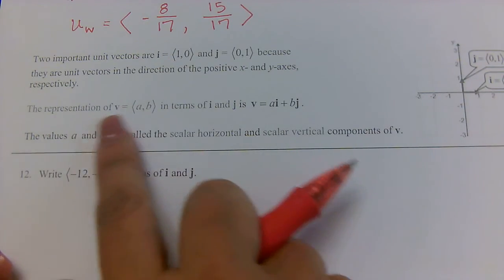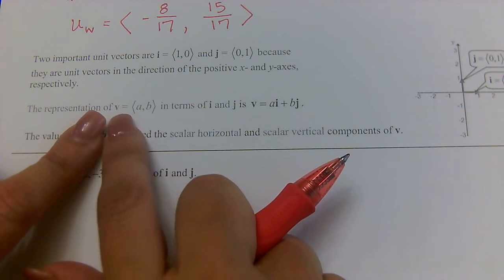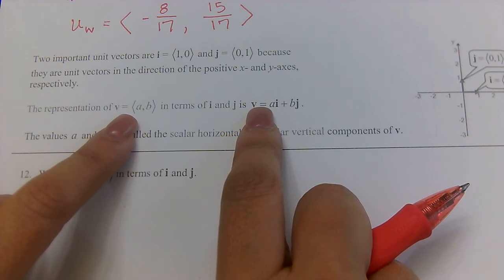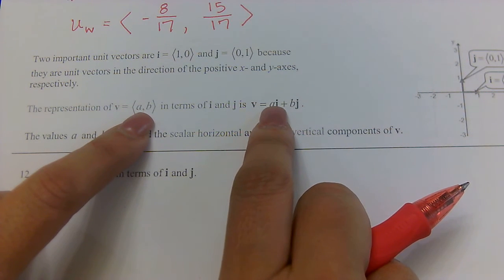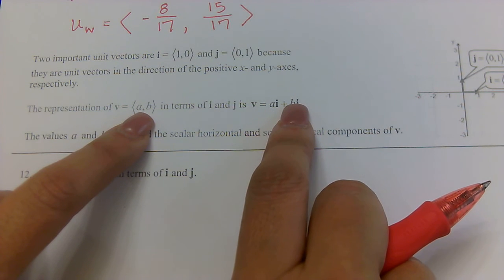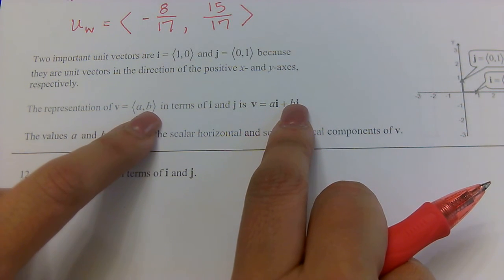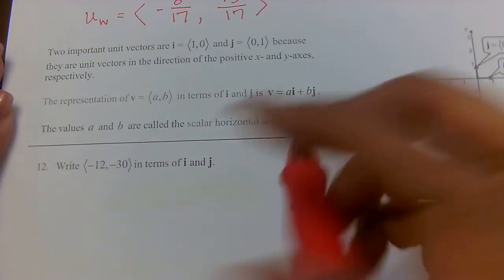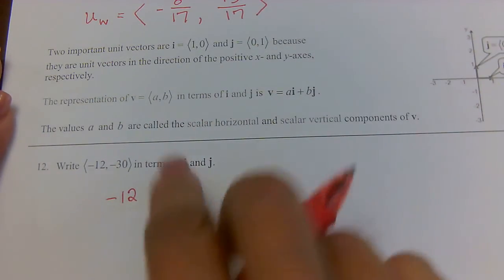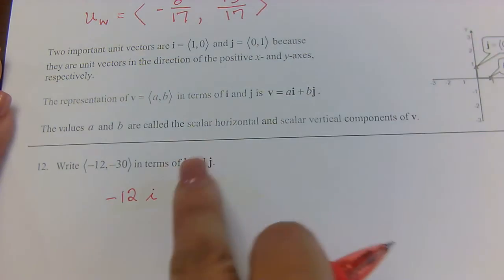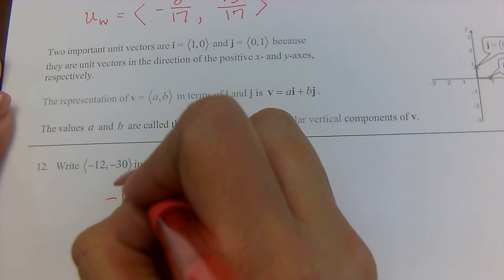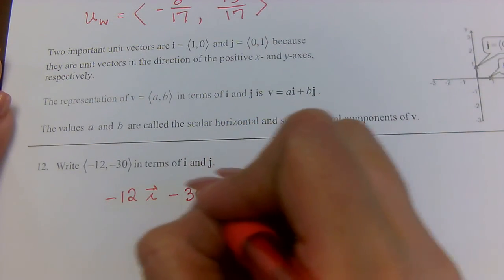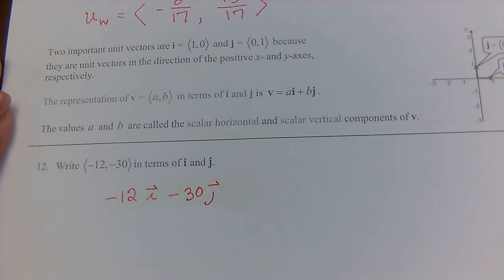Okay? And then finally, we're going to represent our vector, in terms of a and b, into terms of I and j. We would write it like this. V is equal to a followed by an I plus or minus, depending on what b is, followed by a j. Okay? So let's go ahead and write this. I'm going to start with my a, which is -12 I. Now remember, I is going to be a vector, so I need to actually use my little arrow sign. Minus 30 j, also a vector.